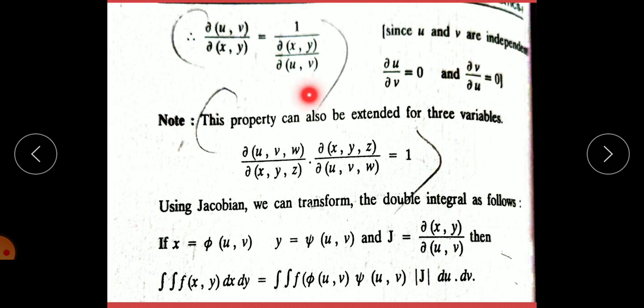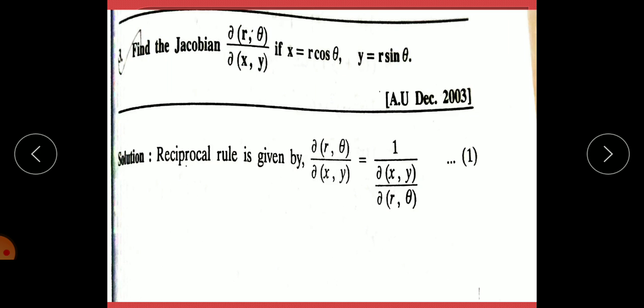Here in the reciprocal term, ∂(u,v) can be written as the denominator, and ∂(x,y) can be written in the numerator. So likewise only we should write here. Given the condition, x is equal to r cos theta, y equal to r sin theta. So we know that ∂(x,y) divided by ∂(r,theta), in the definition of Jacobians, is the determinant of ∂x/∂r, ∂x/∂theta, ∂y/∂r, ∂y/∂theta.